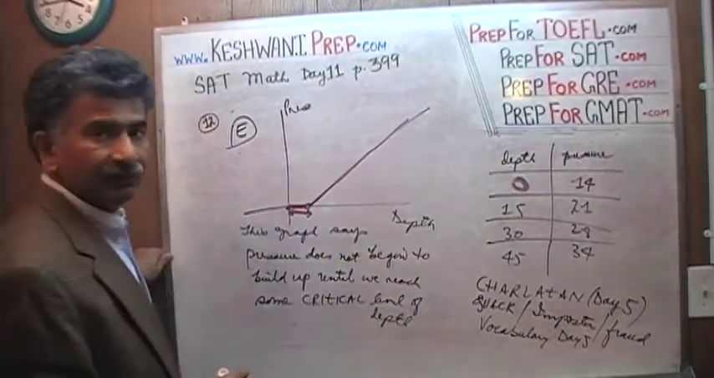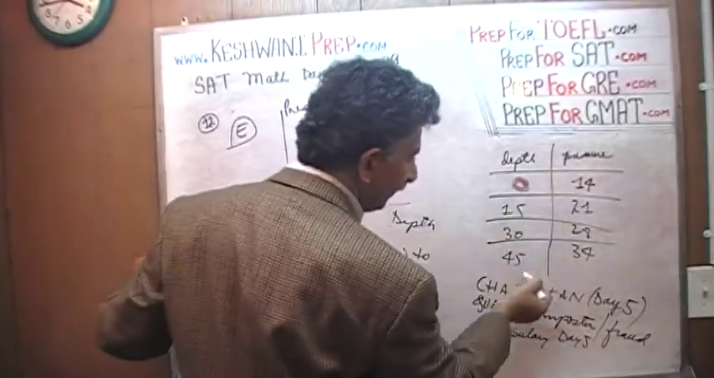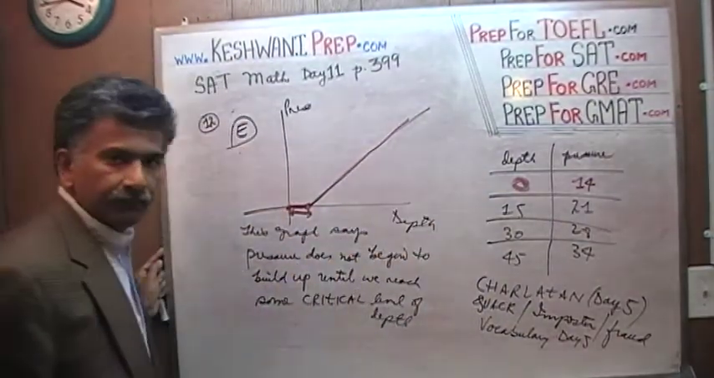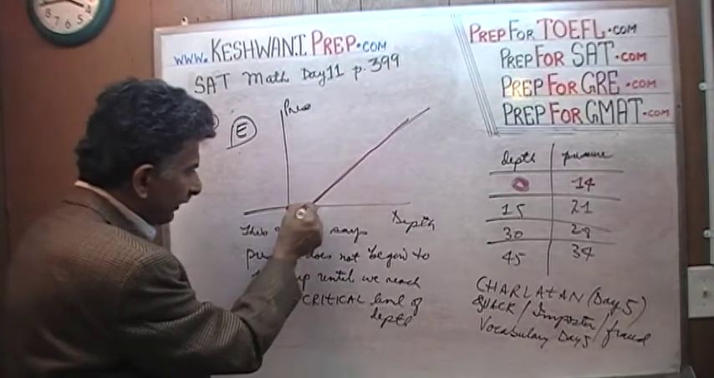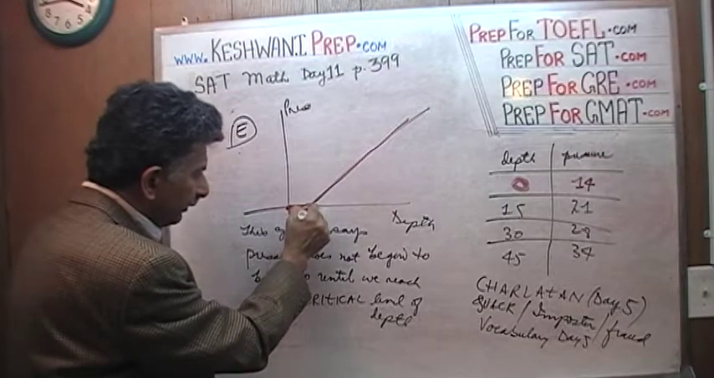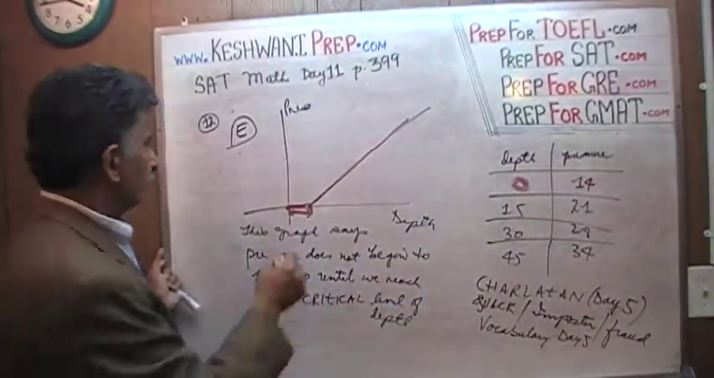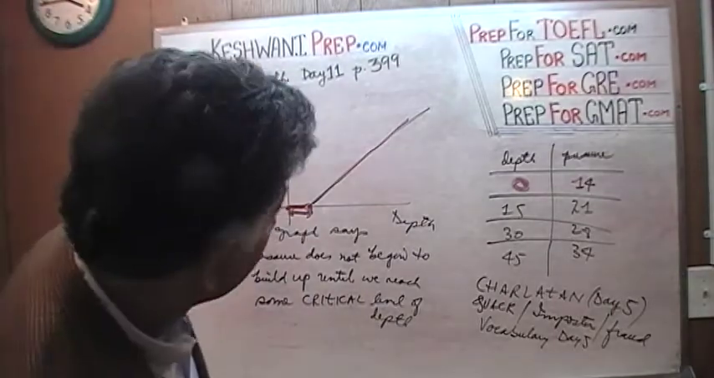That is not the case. The pressure is there even at 0 feet and begins to build up right away. And it is not 0. According to this graph, the pressure is 0 at this depth. The pressure is not 0 even at 0 depth. This is no good. The answer is D.